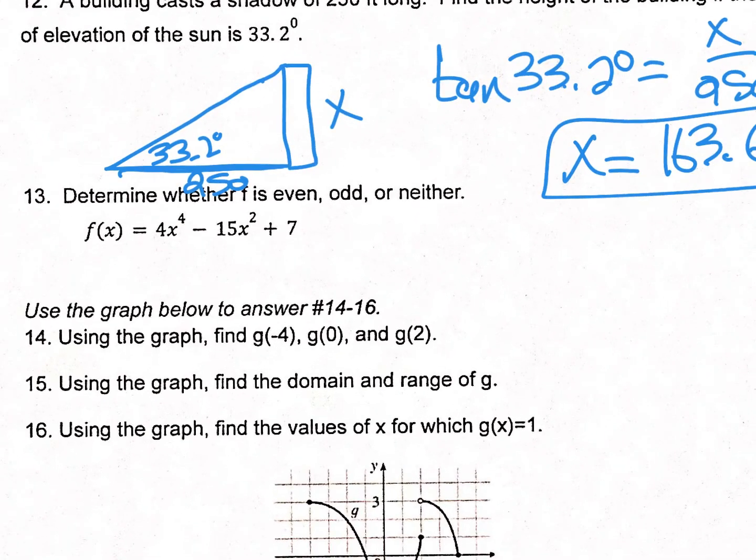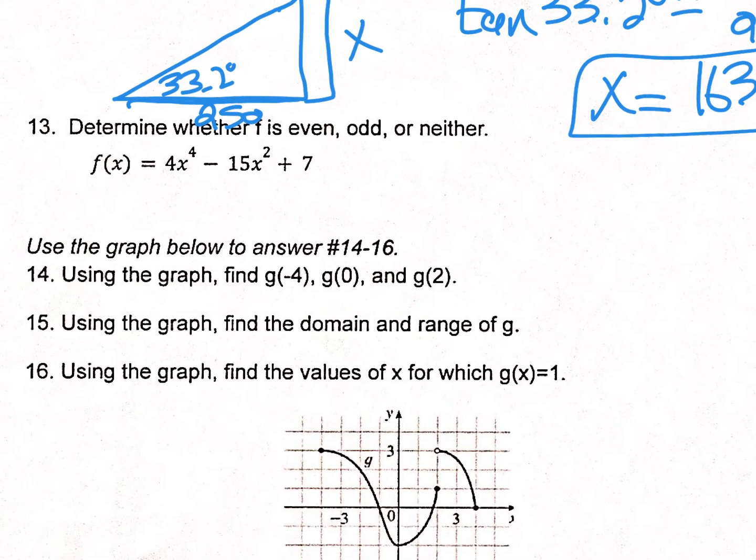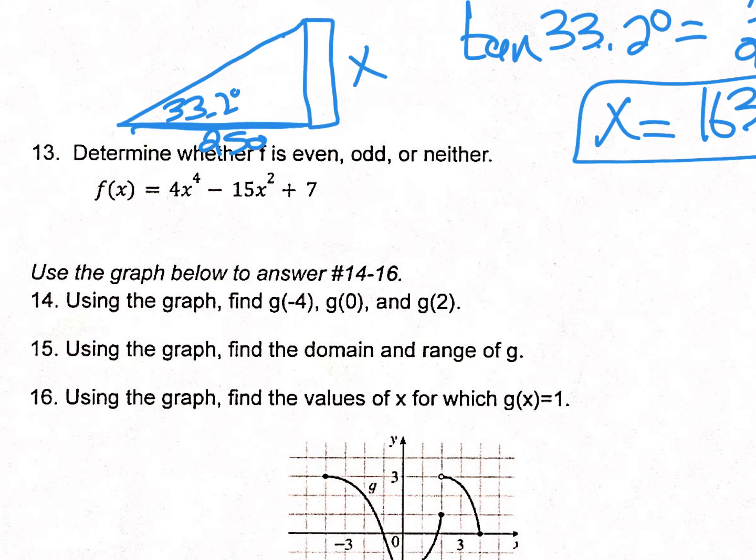Number 13, it asks: is it odd, even, or neither? First thing I notice is the exponents are even. And if I see that, I know for a fact it's not odd. There's no way. So to check if it's even, I'm going to plug in a negative x everywhere I see an x. So I'm going to do that first. I'm plugging a negative x right here, plugging one in right here, and there's nowhere else to plug one in. And that equals y, or f of x.